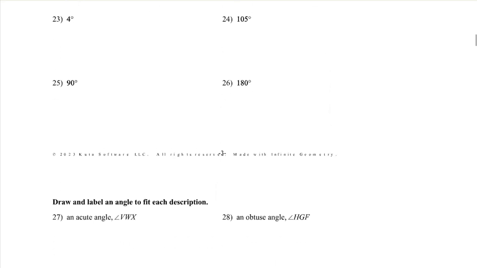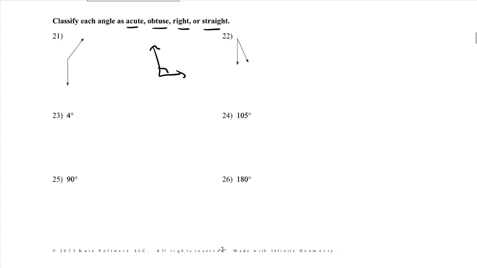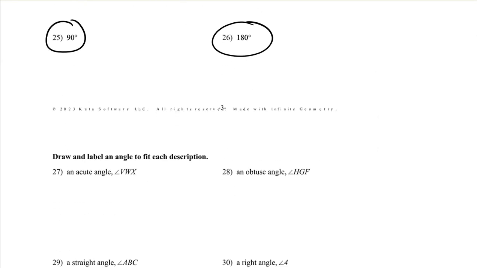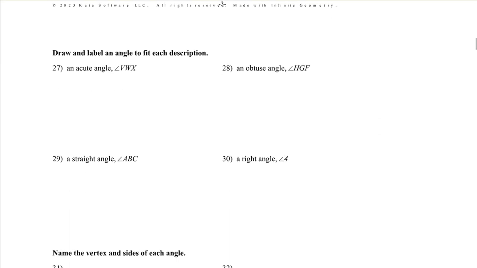No problem there. Acute angles are angles that are less than 90 degrees. That's this one here. This is an obtuse angle because it's more than 90 degrees. That's your right angle, and that's your straight angle. So straight angles are 180 degrees.